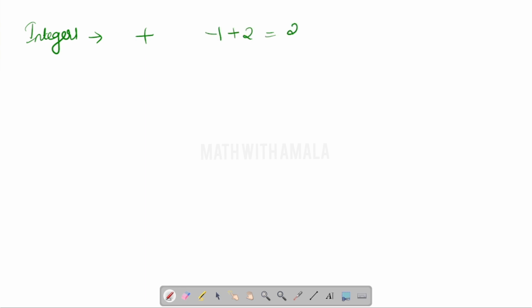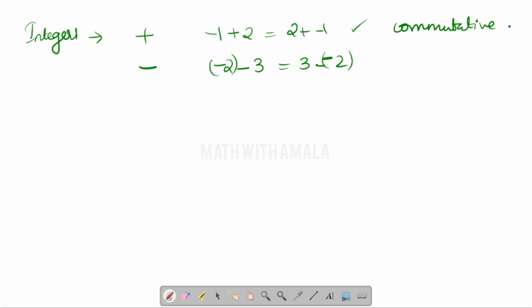Now, let's check the case of integers. For addition, minus 2 plus 2 is equal to 2 plus minus 2. It is right. So, we can say integers are commutative under addition. Next, minus 2 minus 3 and 3 minus minus 2. Are they equal? Let's check. Minus 2 minus 3 is minus 5, and 3 minus minus 2 is plus 5. So they are not equal, which means it is not commutative. Integers are not commutative under subtraction.